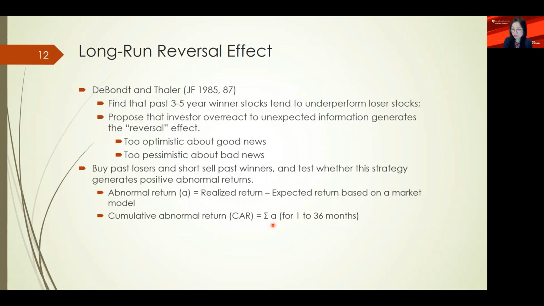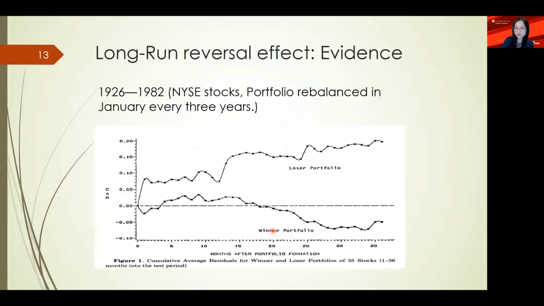Let's go by the loser stocks. Let's look at how much they outperform their benchmark based on the CAPM, the market model, for the next 3 years. Then let's compare their performance for that 3-year period on average. So this is what they see, right?